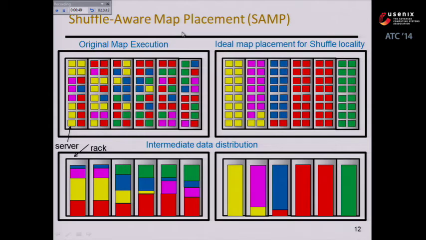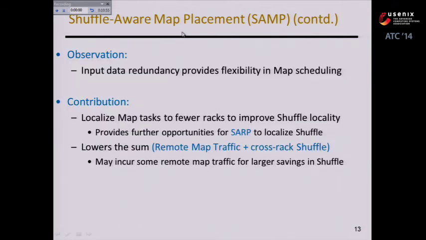Now, if we just try to do that, we can hurt the remote map traffic a lot if we randomly pick one rack and try to schedule a job on that particular rack. So what we do here is exploit the input data redundancy to provide flexibility in map scheduling. Input data redundancy is the replicated input data, which is replicated for fault tolerance reasons. So we can pick and choose which replica to schedule a task on. By doing that, we can make a clever decision about where to concentrate this job on this particular cluster.